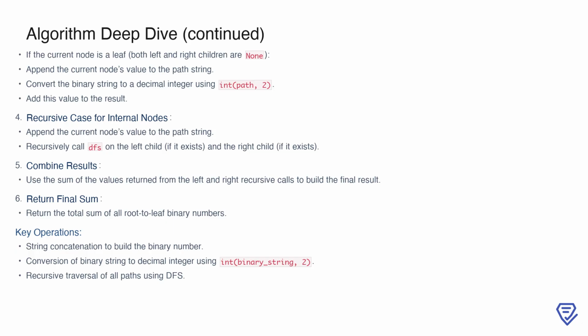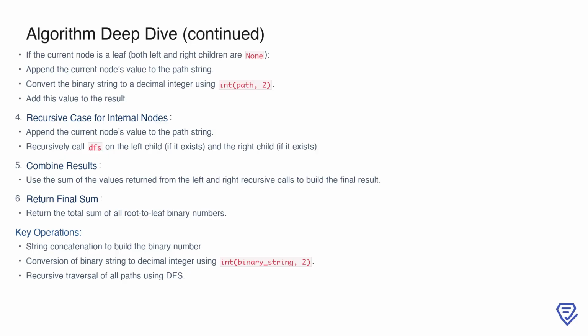If the root node is null, we simply return 0 as the sum. Next, we define a helper function, DFS, that takes two arguments, the current node and the binary number formed along the path so far, represented as a string. For leaf nodes, where both left and right children are null, we append the current node's value to the path string. Then, we convert the binary string to a decimal value using Python's int function with base 2 and add this value to our result.